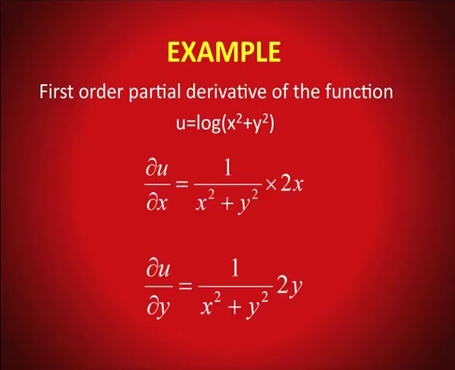For example, now I am explaining an example related to the partial derivatives of a function of two variables. Here u is log of (x² + y²), then its partial derivative ∂u/∂x is given by 1 upon (x² + y²) multiplied by 2x. Here we have obtained the derivative of the given function keeping y constant, and similarly ∂u/∂y is equal to 1 upon (x² + y²) multiplied by 2y. Here we have kept x as constant.